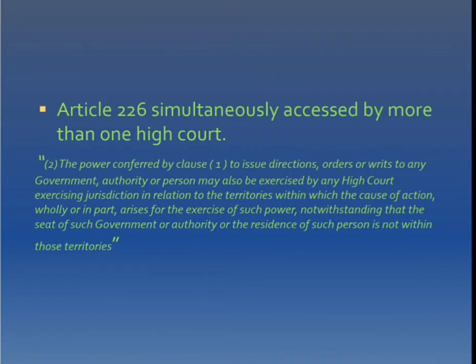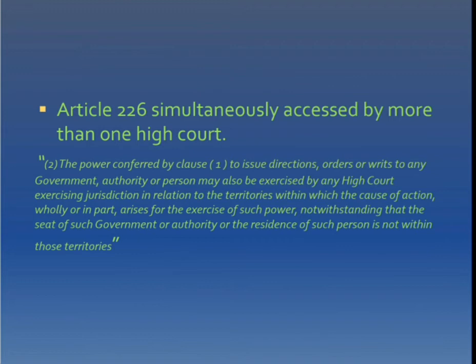Article 226 can be simultaneously exercised by more than one High Court, because under clause 1 it says that the High Court shall exercise the power so and so. On the other hand, it also confers a similar jurisdiction on other High Courts. In that case, the article says the High Court may also exercise. What is the condition? When the cause of action has arisen wholly in a particular territory, then such a power cannot be exercised by other High Courts. But when a cause of action takes place partially in the territory of one High Court and the remainder in the territory of another High Court, both High Courts can exercise such a power.